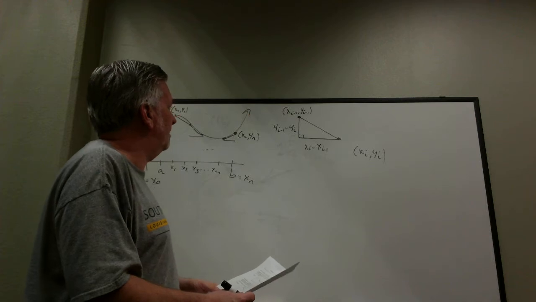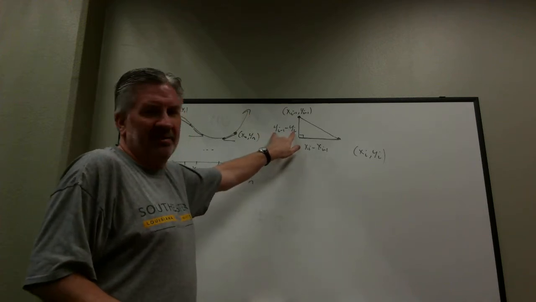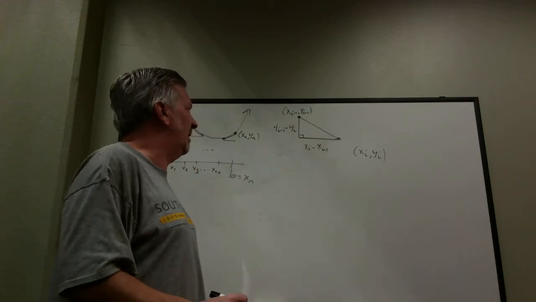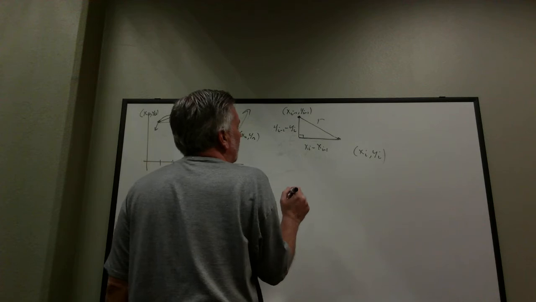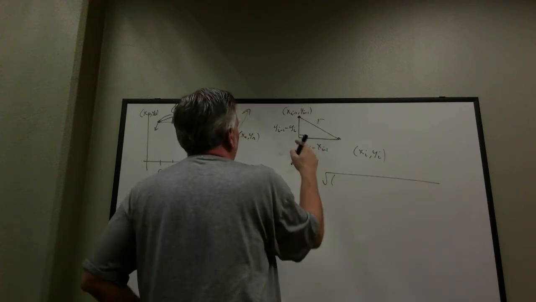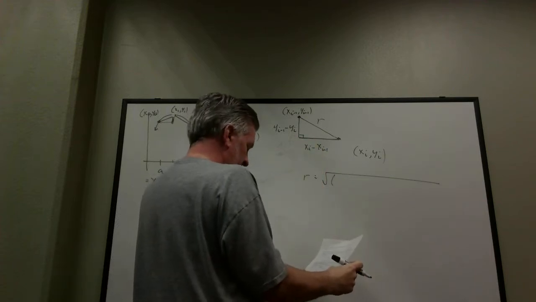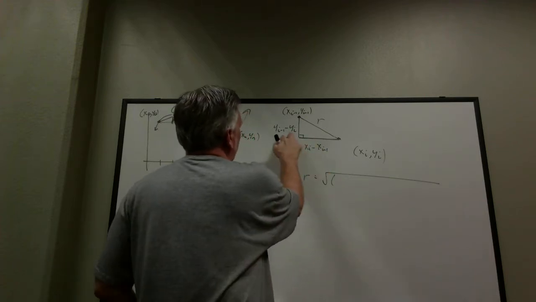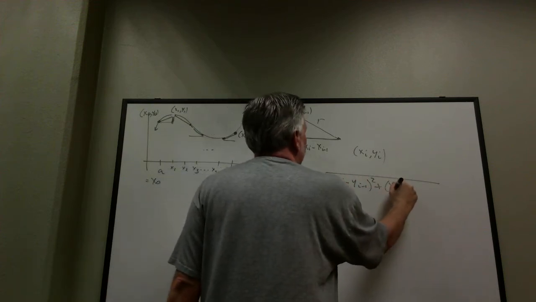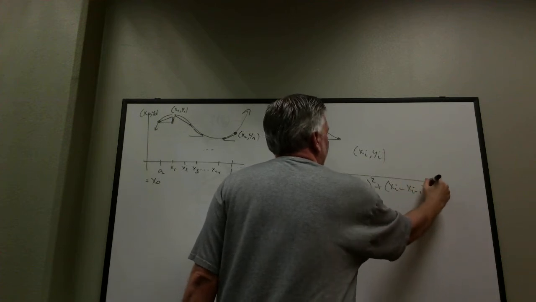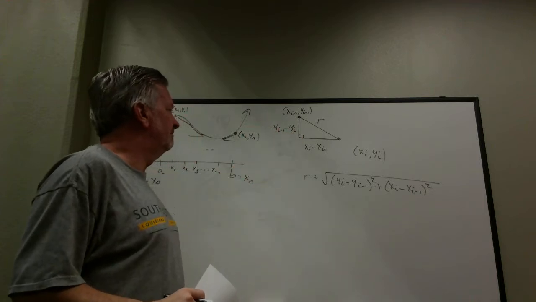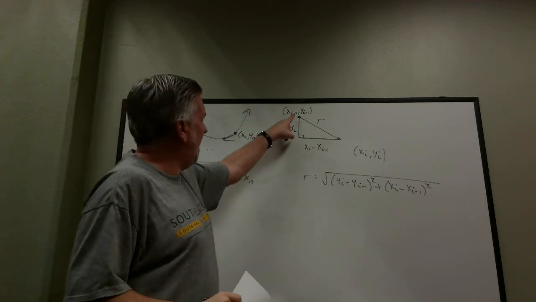Well, use the Pythagorean theorem. Whether that's positive or negative doesn't matter because we're going to square it. So that side squared plus that side squared is that side squared. If I just call that r, what's r going to be? r is the square root of, do I want to be consistent here? The order doesn't matter. So (y_i minus y_{i-1}) squared plus (x_i minus x_{i-1}) squared. As soon as I put the square on that, it doesn't matter which way I put it. Okay, so that's the length.